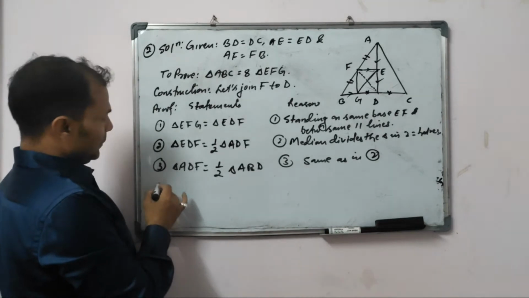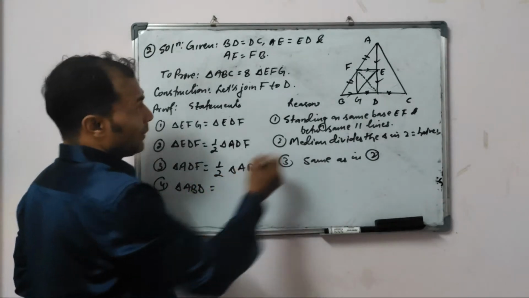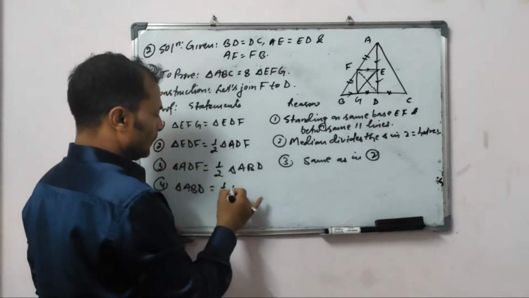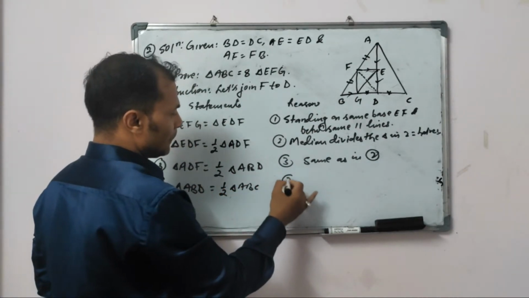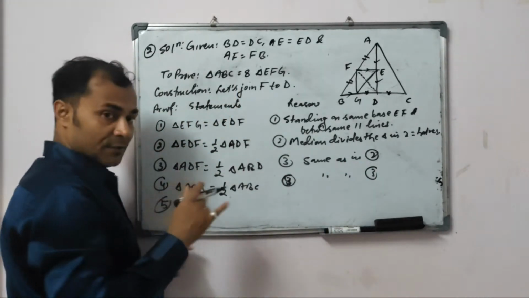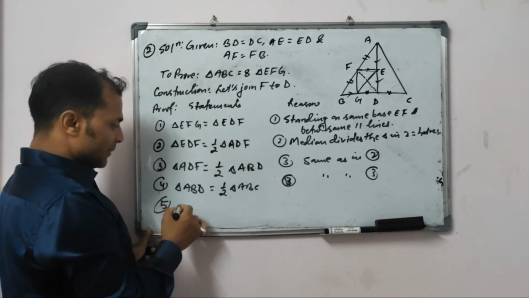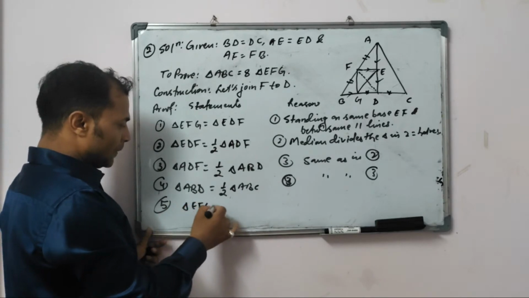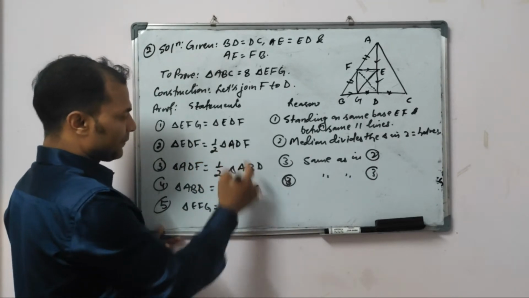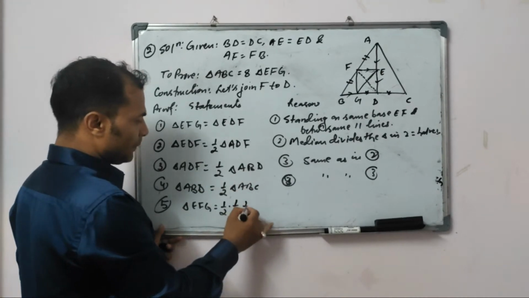Now number 4, triangle again ABD. Obviously, again look here, since this is the median, triangle ABD will be half of triangle ABC. 4, same as 3. So ultimately what you get is, this triangle is equal to this, right? So from this statement we get triangle EFG equals this triangle. This means half of ADF. ADF is again half of ABD, and ABD is again half of ABC.